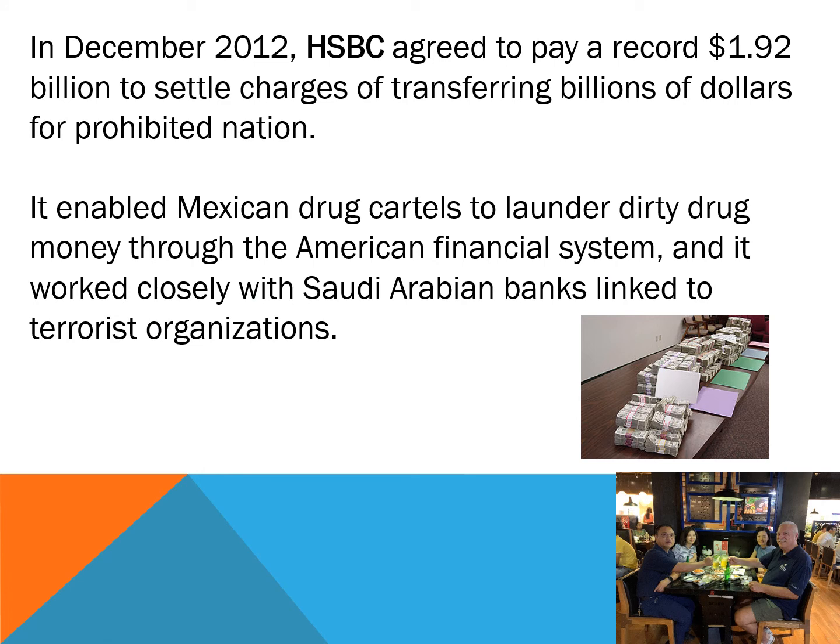They agreed to pay $1.92 billion to settle the charges of transferring money to countries that were blocked. By not following the guidelines, HSBC enabled Mexican drug cartels to launder dirty drug money through American financial systems, and it also worked with prohibited Saudi Arabian banks that were linked to terrorist organizations that had attacked the United States. So there were just several ways that this money was getting out.